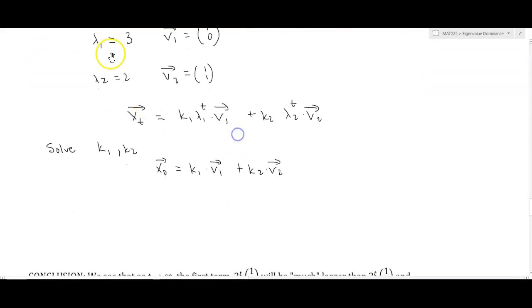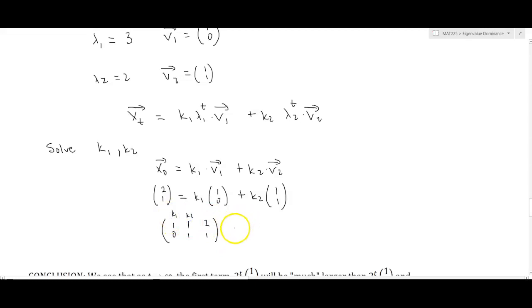As we plug in our numbers, x0 is the initial state vector we're given in this problem, which is (2, 1). That equals k1 times v1, the vector (1, 0), plus k2 times v2, the vector (1, 1). Now I have a system of equations to solve for k1 and k2. If I set up my augmented matrix, [1, 1 | 2; 0, 1 | 1], where these are the coefficients for k1 and k2, and perform Gaussian elimination, this gives me [1, 0 | 1; 0, 1 | 1]. Interpreting that, k1 equals 1 and k2 equals 1.